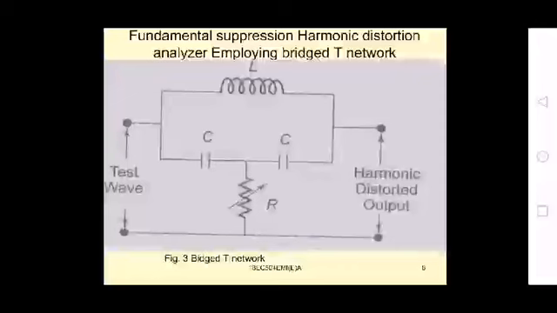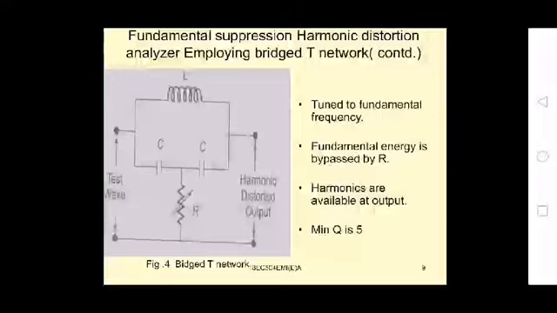And this one is the bridge T network. So almost similar. So here you are applying the test wave input to this LC T network. Again, based on the resonance only, this L and C will be varied. So L or C may be varied to tune to the fundamental frequency.